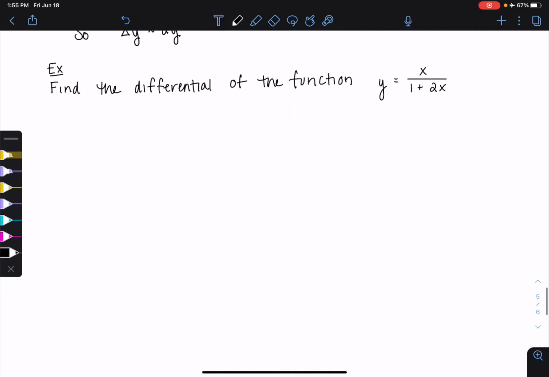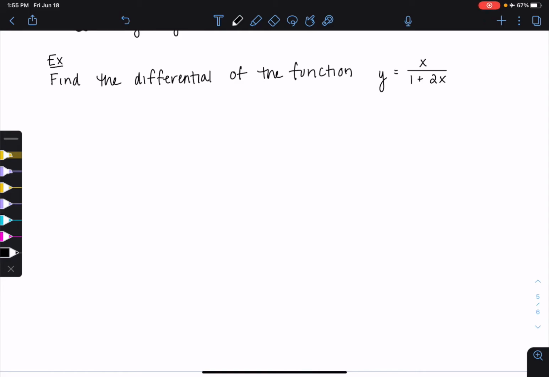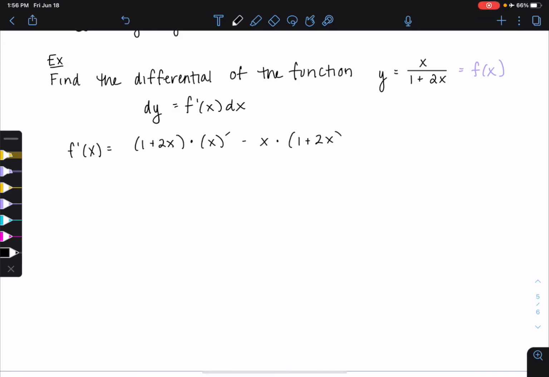So let's try a second example. Let's just find the differential of the function y, which is x divided by 1 plus 2x. So I'm going to label this as my function. Our differential dy is f prime of x dx. So I just need to find the derivative of this function. So we get the low function, d high, minus high, d low, all over low, low.